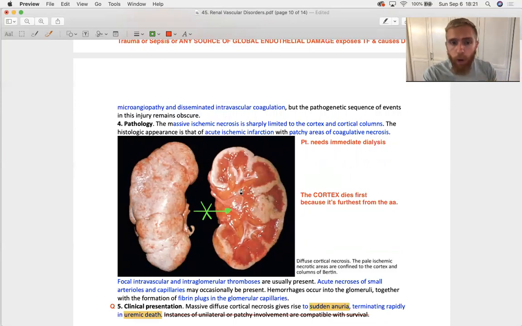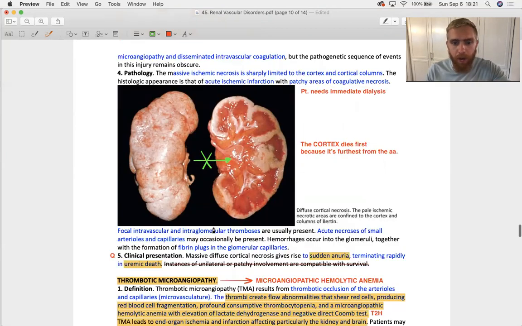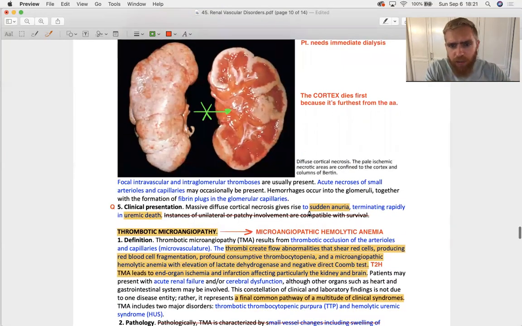Same principle here. You can treat the cortex as being analogous to the subendocardial layer that dies first in myocardial infarction. You typically don't really see it, because this patient is going to go downhill so fast that if you don't get them on dialysis, they're probably going to die because their kidneys will absolutely shut down. That's what it says here in this SDL, sudden anuria leading to uremic death, meaning they die because nitrogen gets so high in their bloodstream that their body can't get it out.